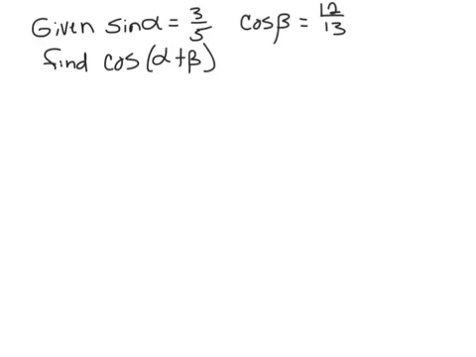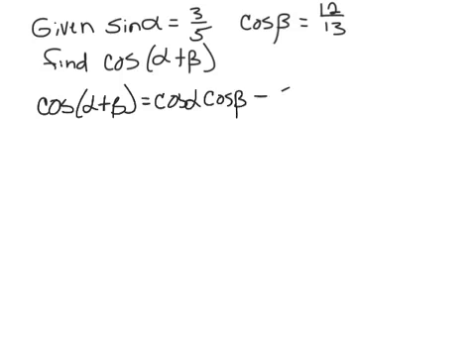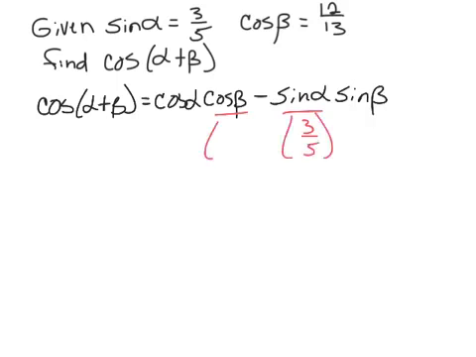I'm still going to use the identity for the angle sum for cosine. So that's going to be cosine alpha, cosine beta, opposite sign for cosine, sine alpha, sine beta. Now what we have to do is find all the four ratios. I have two of them. I've got the sine of alpha and I've got the cosine of beta. So sine of alpha is 3 over 5. There's one of them. Cosine of beta is 12 over 13. Now I got to find the other two. I got to fill in this guy and this guy.